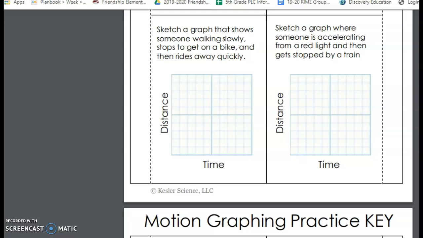Last one before we jump into our social studies project. Sketch a graph. Okay, and I will probably be doing this tonight. Sketch a graph where someone is accelerating from a red light and then gets stopped by a train.